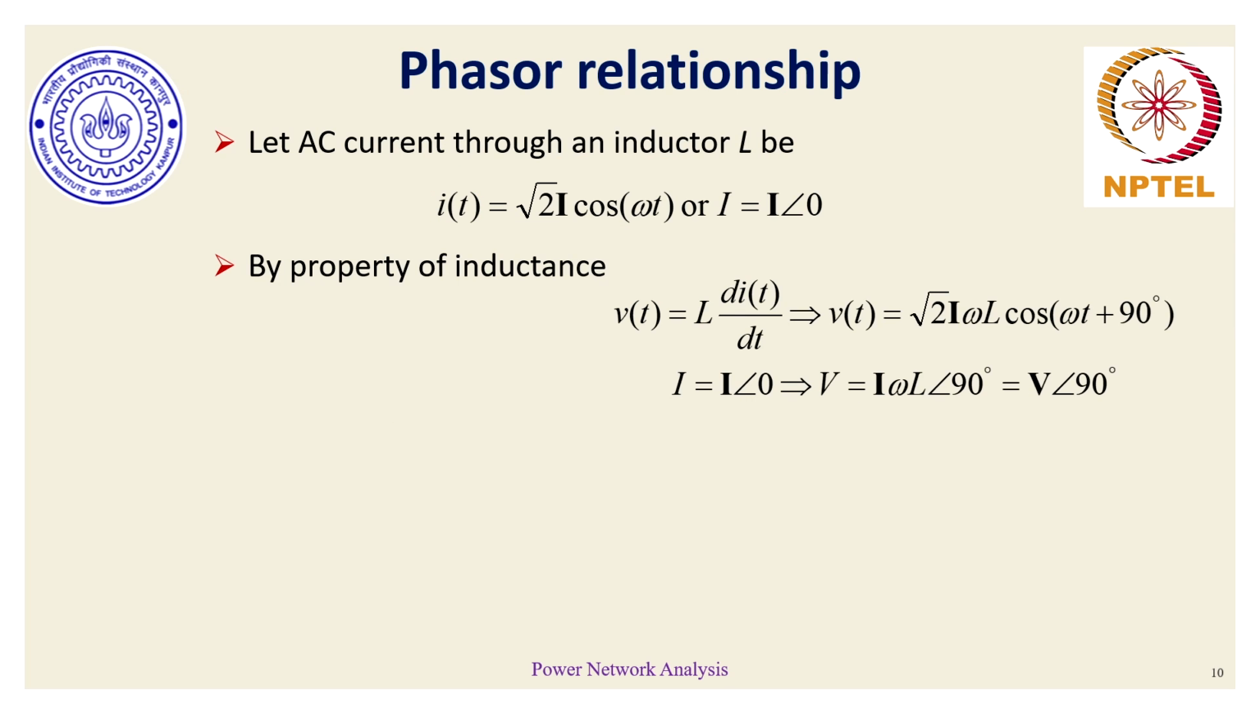Similarly, for an inductor, if we choose the same current variation and try to find the voltage across this inductor, then this is the equation which defines the property of inductance, which is v(t) = L di/dt. If we substitute this i(t) function in this expression, we get a cosine waveform for the voltage, which can again be rewritten with omega t as reference into the corresponding phasors. And in this, we see that the current lags the voltage, or alternatively voltage leads the current.